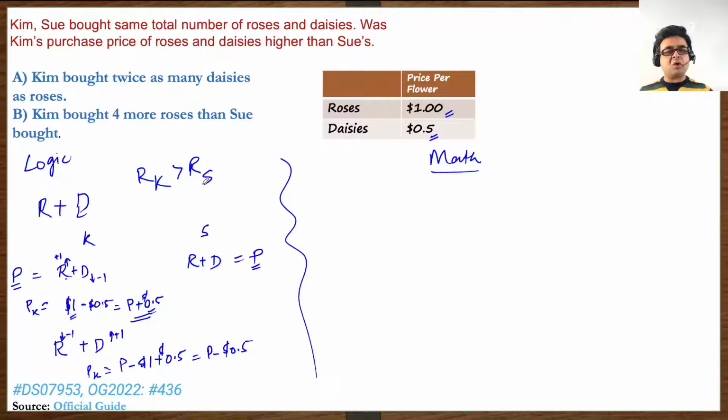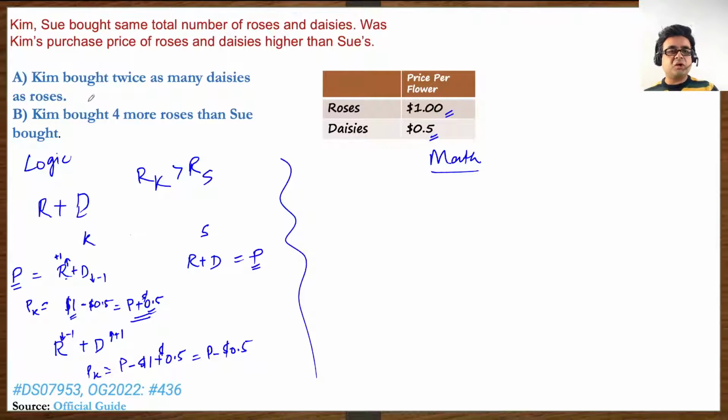And if you imagine, all of this is driven by this constraint that the total number of flowers that they have bought is the same. So it doesn't matter whether they have bought more roses or daisies, the total number of flowers is the same, and let's say that is 10, right?